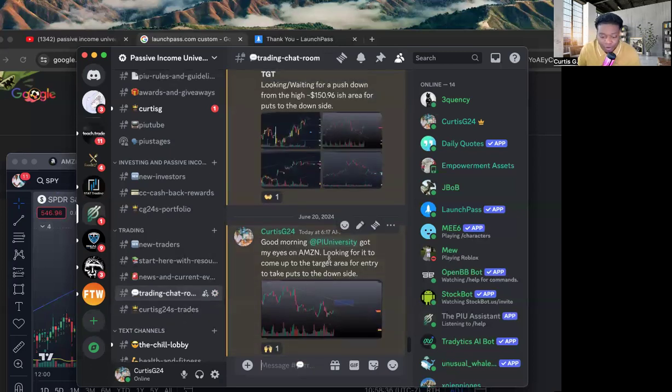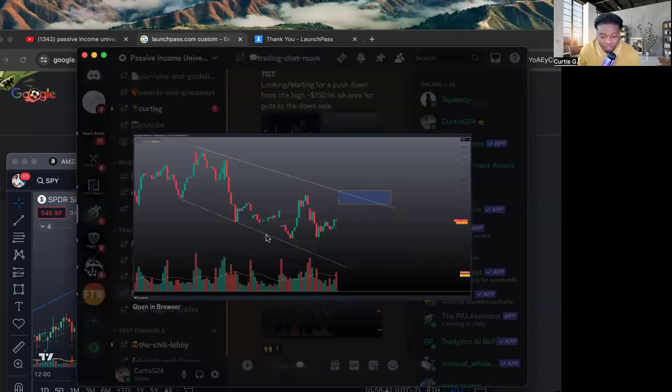All right. So before the market opened, this is what I said. I said, good morning, PI University. That's my community. Got my eyes on Amazon, looking for it to come up to the target area for entry to take puts to the downside. So this is what the chart looked like before the market opened. We can see that Amazon has been operating in this downward trend within this pricing channel. So it comes down here, bounces up, comes up here for like a swing high and comes down here to some downward support, comes up a little bit, again, comes up.